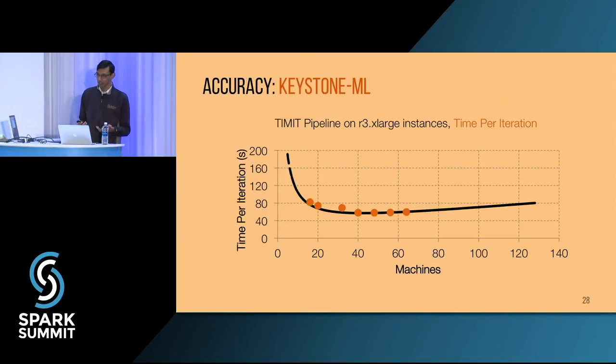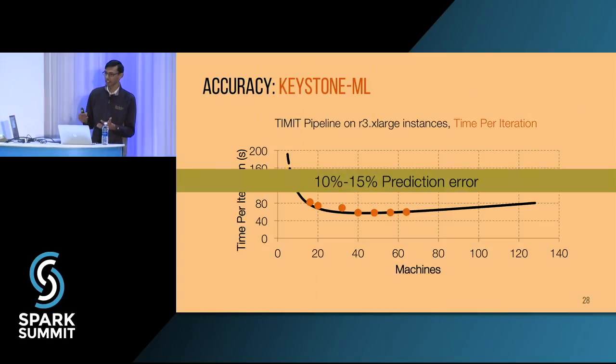In terms of accuracy, the black line here shows what our model predicts, while the orange dots show the actual running time that we collected at a number of different configurations. We find that our prediction error is between 10 to 15% for a number of different workloads. Mostly we think this is good enough for such a scale because we're only making coarse-grained decisions on how many machines to launch or what kind of instance to choose, and thus predicting the exact running time down to a second is not that important for this particular use case.